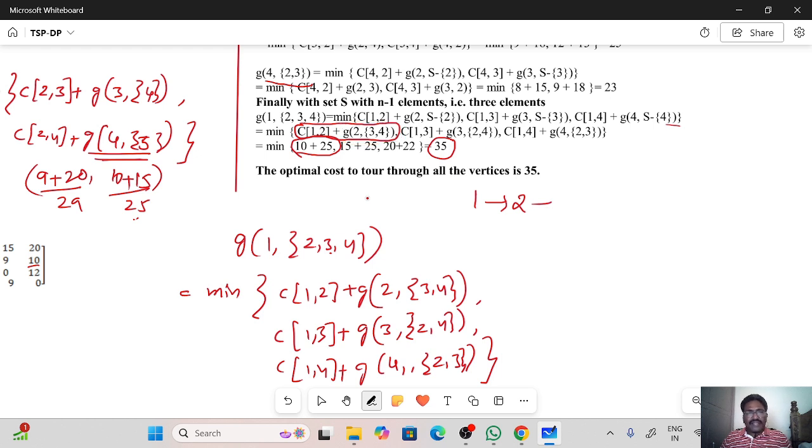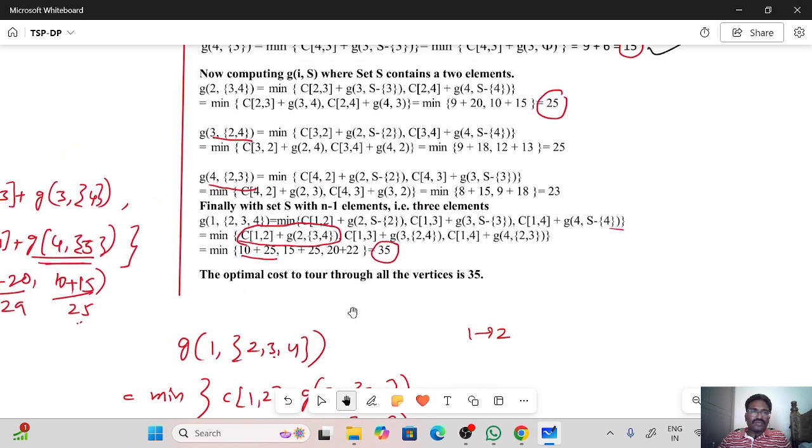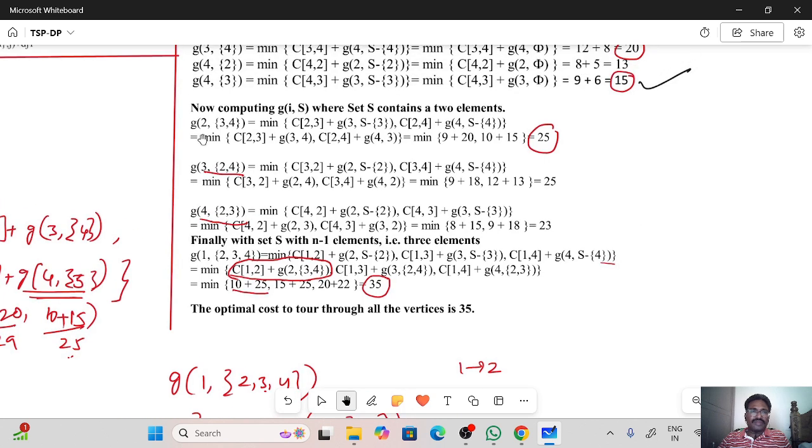So, once again I am repeating, check it. 35 is given by the first equation. What is that one? 10 plus 25. From this one, the cost of 1 2, that is the path 1 to 2, and the rest of the path is given by this equation. What is that? G of 2 comma {3, 4}. Go with G of 2 comma {3, 4}. So, G of 2 comma {3, 4} is this one. What is that path cost? 25. The 25 is given by which equation?